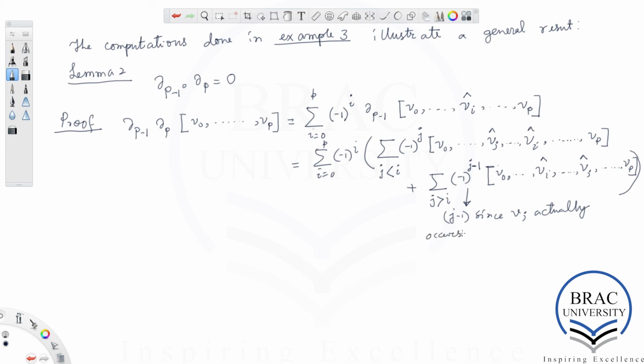Okay, so why j minus 1? Since vj actually occurs at the j minus 1th slot when j is greater than i, because vi is already omitted. When j is greater than i, at the ith slot vi is already absent. This is the reason we are raising minus 1 to j minus 1 instead of j.